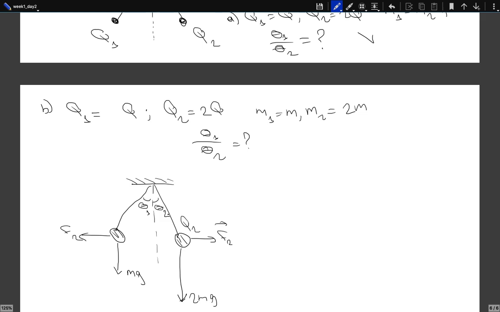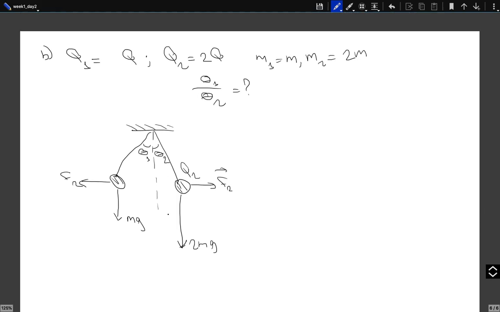Eventually, I need to evaluate the angles. How can I relate the angles to the forces or some other property of my system? These are already components if I choose the x and y axis like that. So the y component is 2mg, the x component is f2. How do I relate that to theta 2?